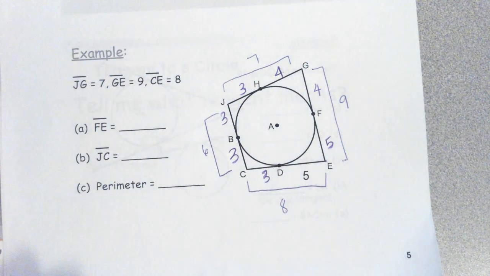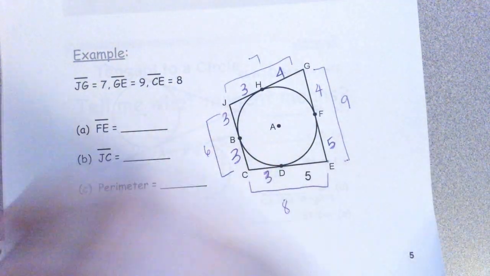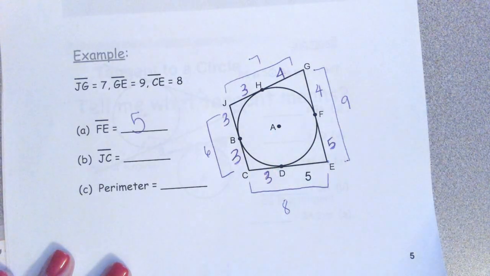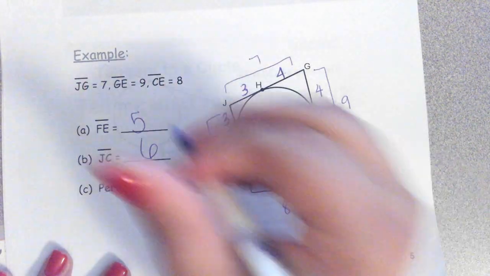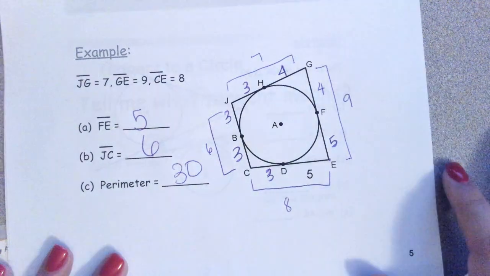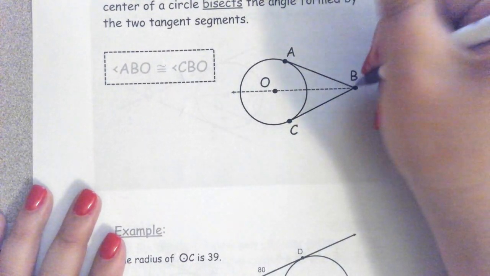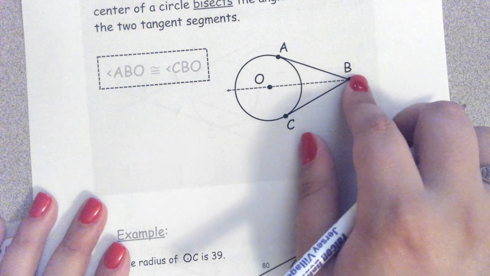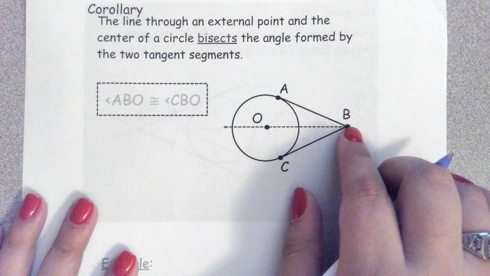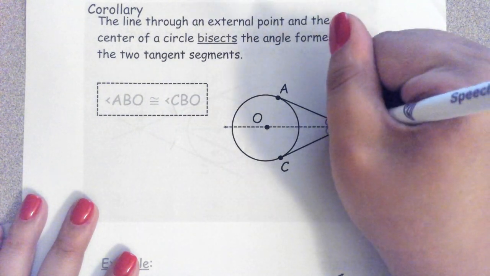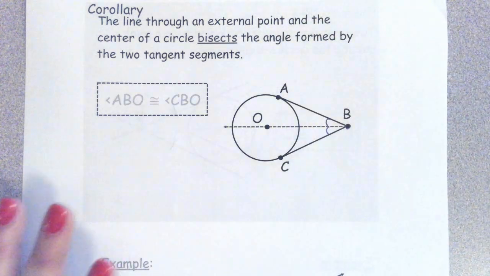And then just answering those questions. FE is 5, JC is 6, and the perimeter is 30. And then the last theorem is that if you have those two tangents that intersect, if you connect the center to where they intersect, it bisects it. So those will be congruent.